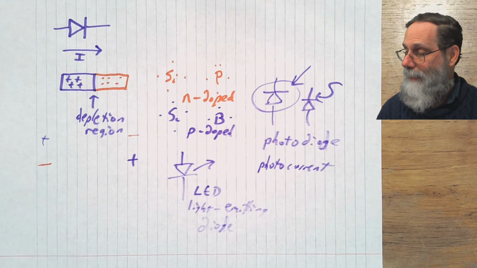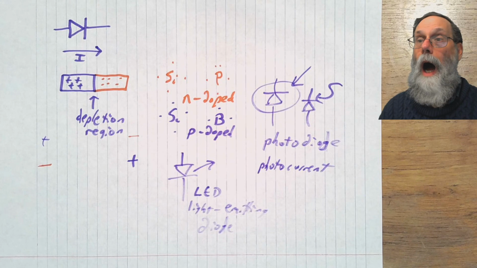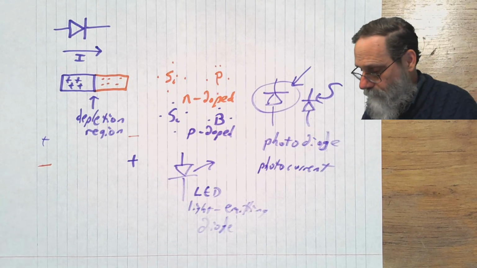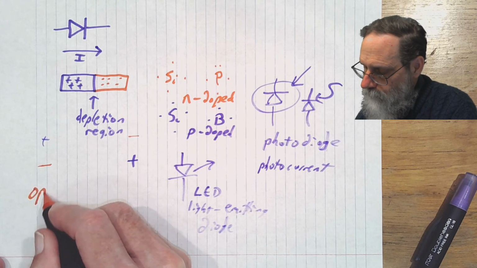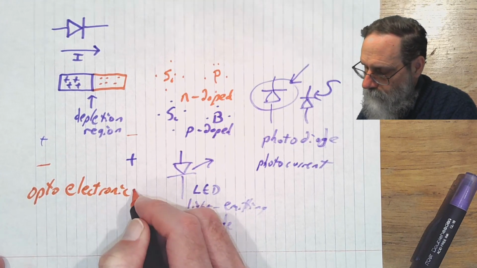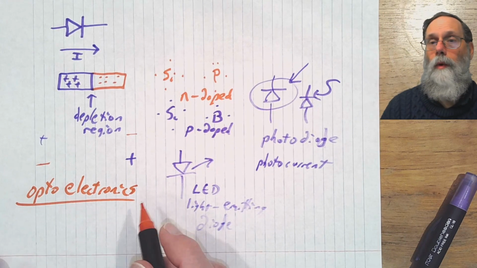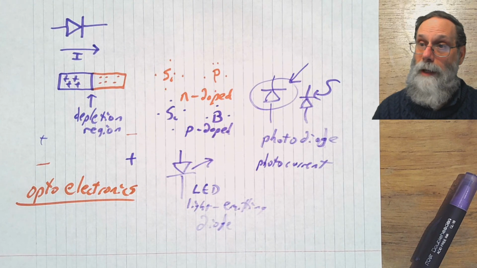So light emitting diodes and photodiodes are both types of optoelectronics. And we'll be looking at both LEDs and photodiodes in the lab.